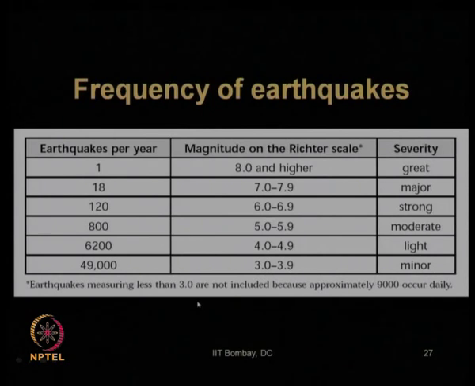And below 3, there are several tens of thousands of earthquakes which occur worldwide. That means, if you take an average, every day, some part of the earth might be having on an average some earthquake with magnitude less than 3, which we do not bother about. Okay?